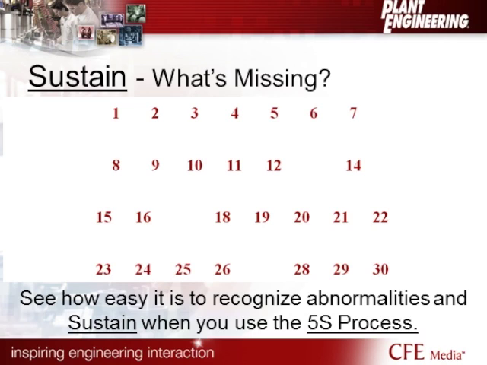So in the sustain section, I won't make you go through and do this one, but I think you can see very quickly that something's missing. And this is one of the elements that you see from a 5S standpoint. Because we've got a process, because we've got organization, because we've removed all those unnecessary items, it now becomes very easy to see when there's an issue.